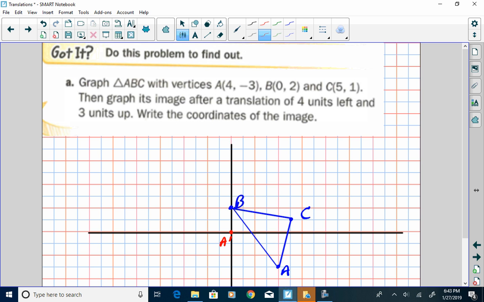And then point B, I want to go 4 units left. 1, 2, 3, 4. 3 units up. 1, 2, 3. Put a point, and that's B prime.